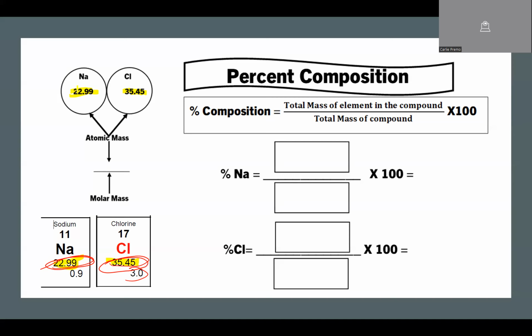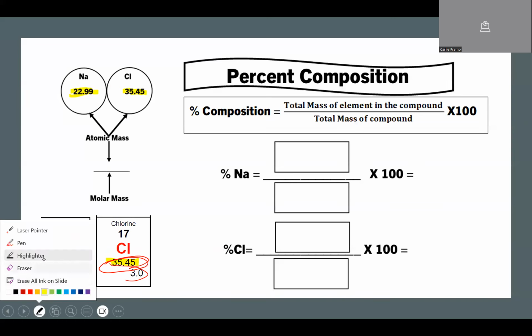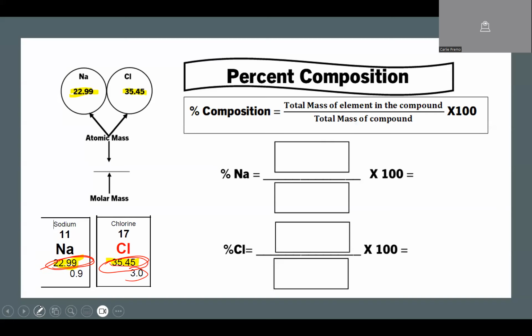So when we are looking for molar mass, we are going to take the entire compound based on how many there are. In this case, for salt, NaCl, there's just one of each. And so we're going to start by adding that together. So we have 22.99 plus 35.45. So that's going to give us a molar mass of salt that is 58.44.